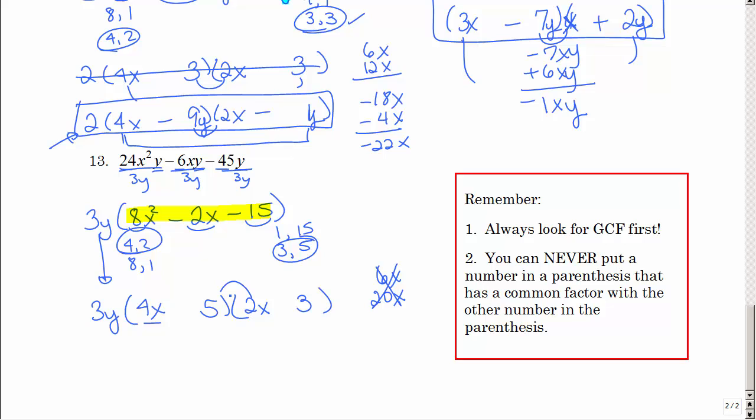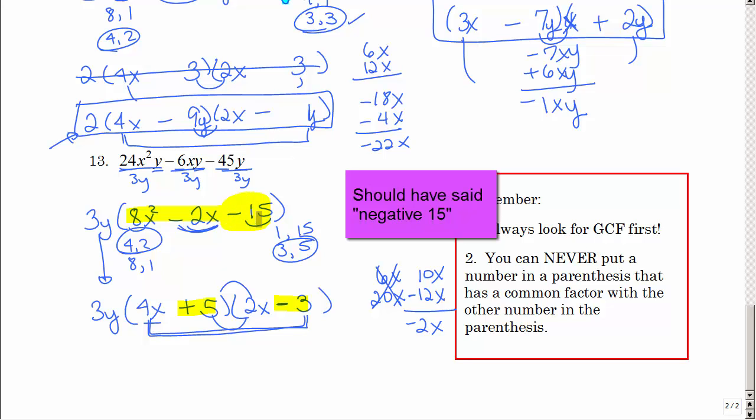Can I reverse those? That's 10x. That's 12x. What do I need in the middle? Negative 2. If I make the 12 negative, I would get negative 2x. So let's see, how did I get negative 12? I multiplied those together, so that needs to go minus. That needs to go plus. Positive 3 times positive 5 times negative 3 is positive 15. I haven't forgotten my GCF.